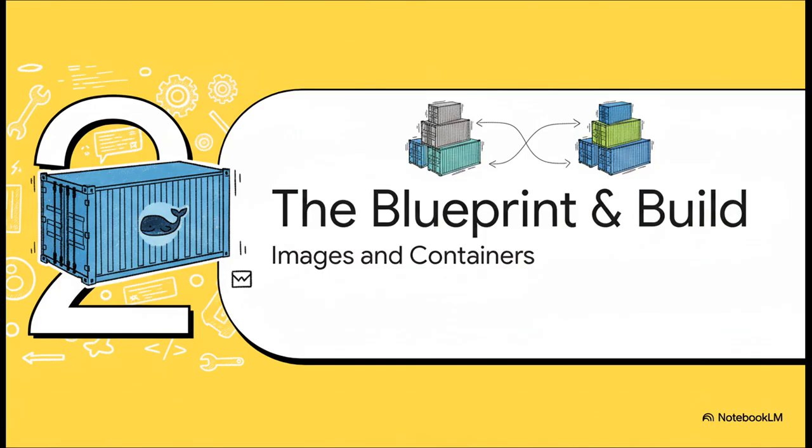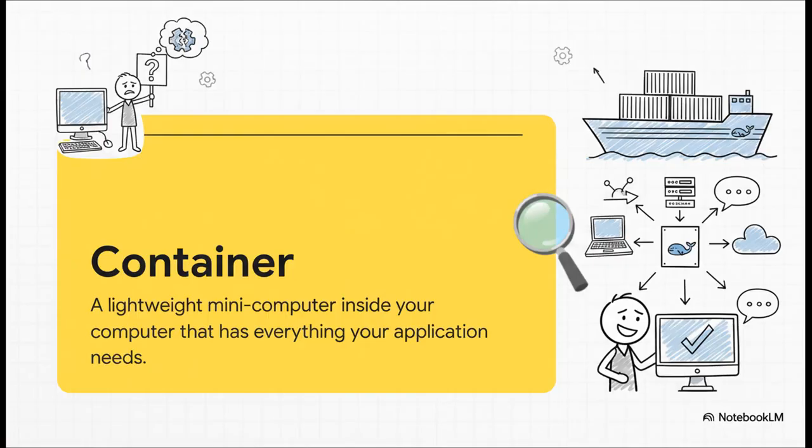Now, to really get how Docker works its magic, you have to understand two key ideas. These are the absolute core concepts: images and containers. The easiest way to think about them? It's like the blueprint and the actual building. All right, let's start with the build part, the container. The best way to picture a container is like a little mini computer running inside your main computer. It's this completely isolated bubble that has your application and everything it needs to run. And because it's sealed off from everything else, nothing on the outside can mess with it.